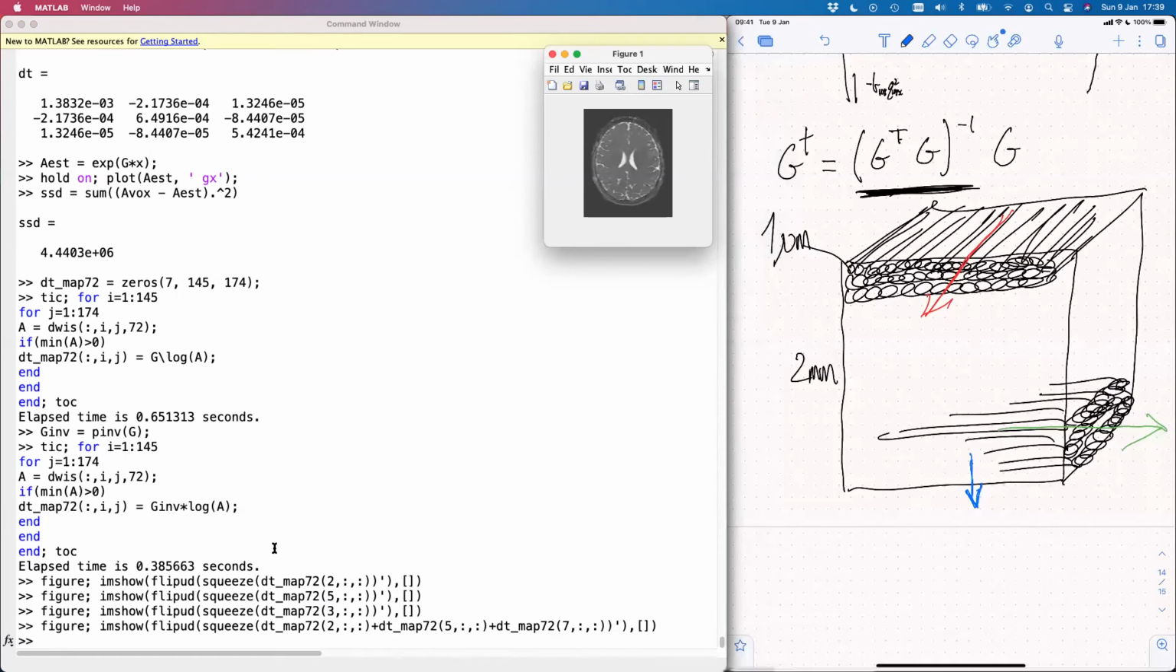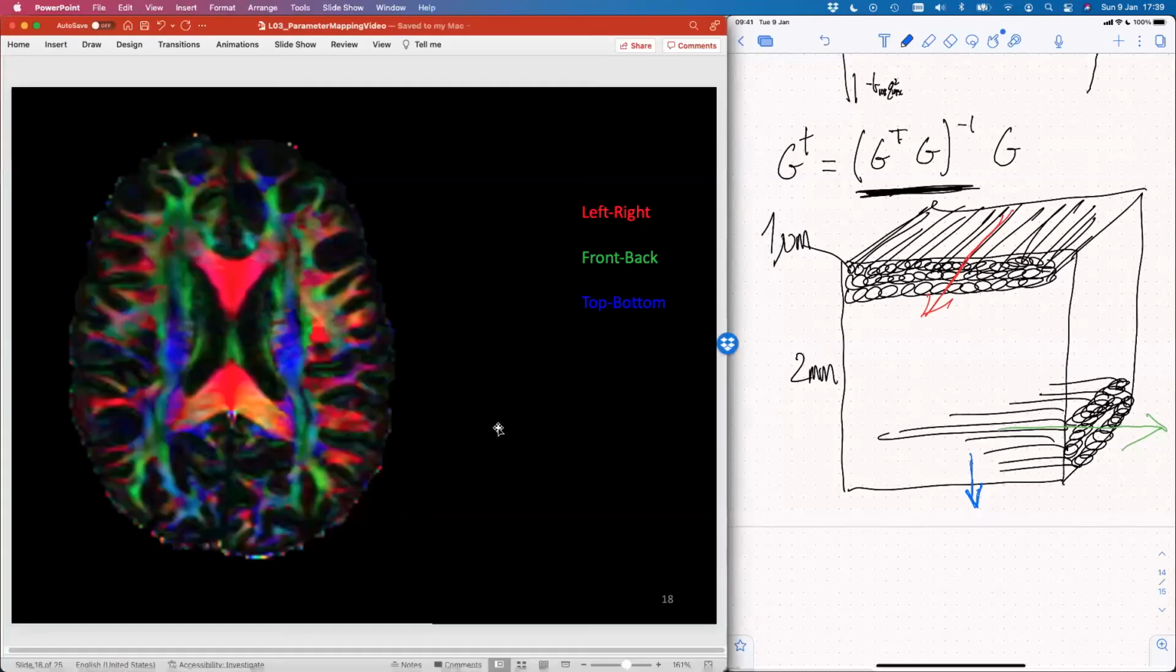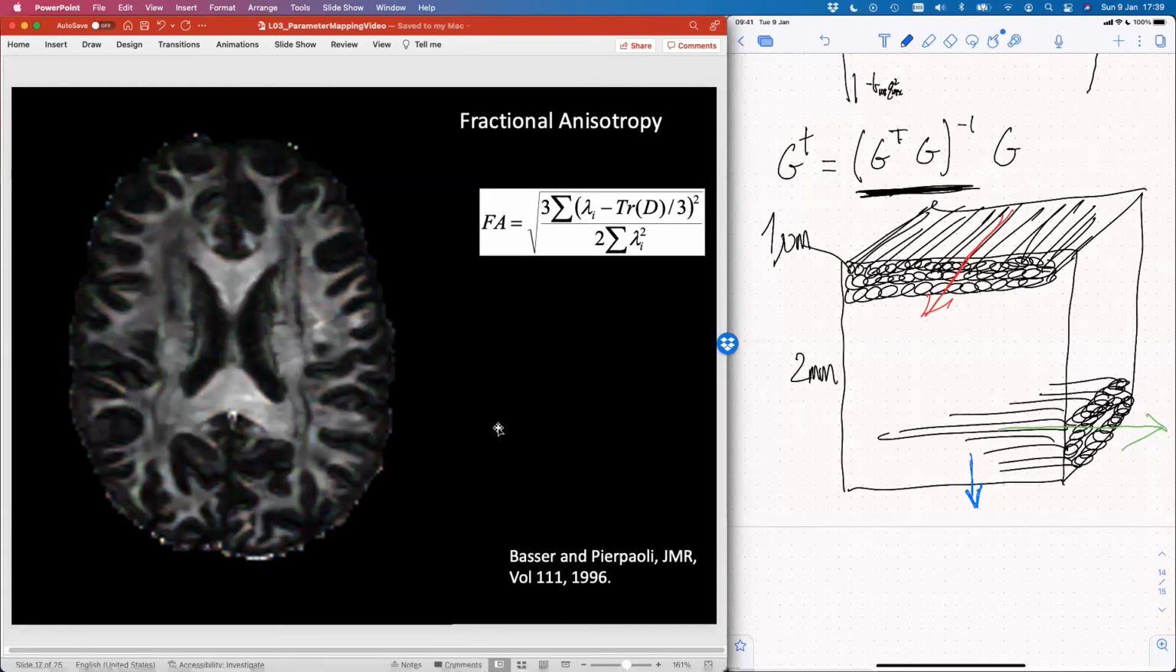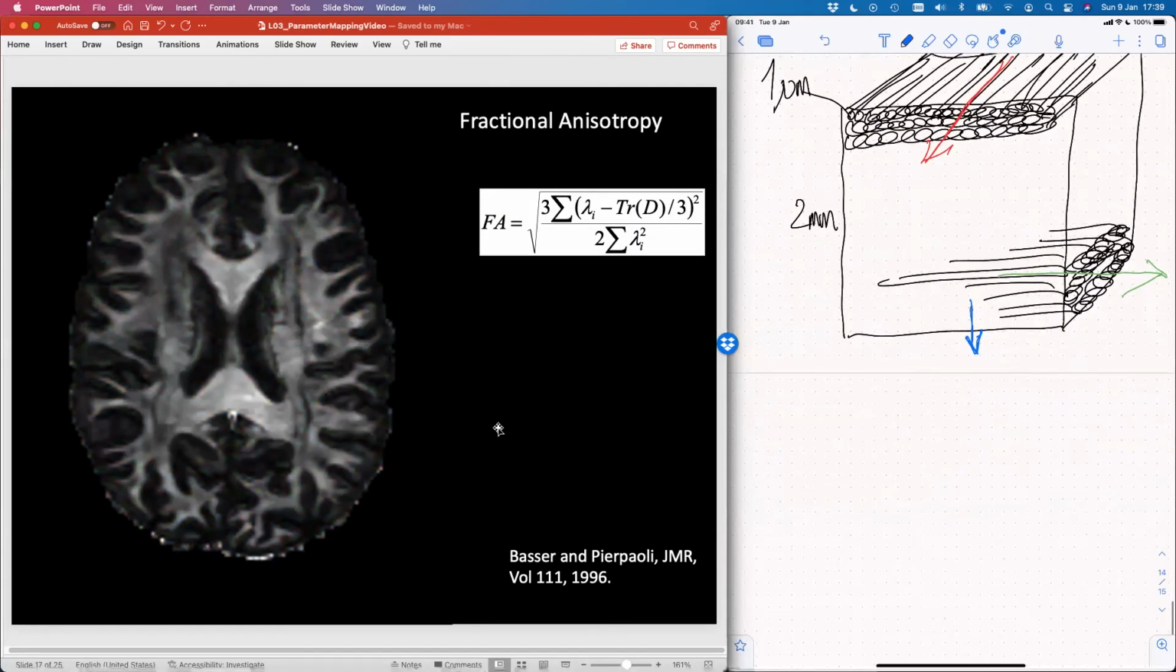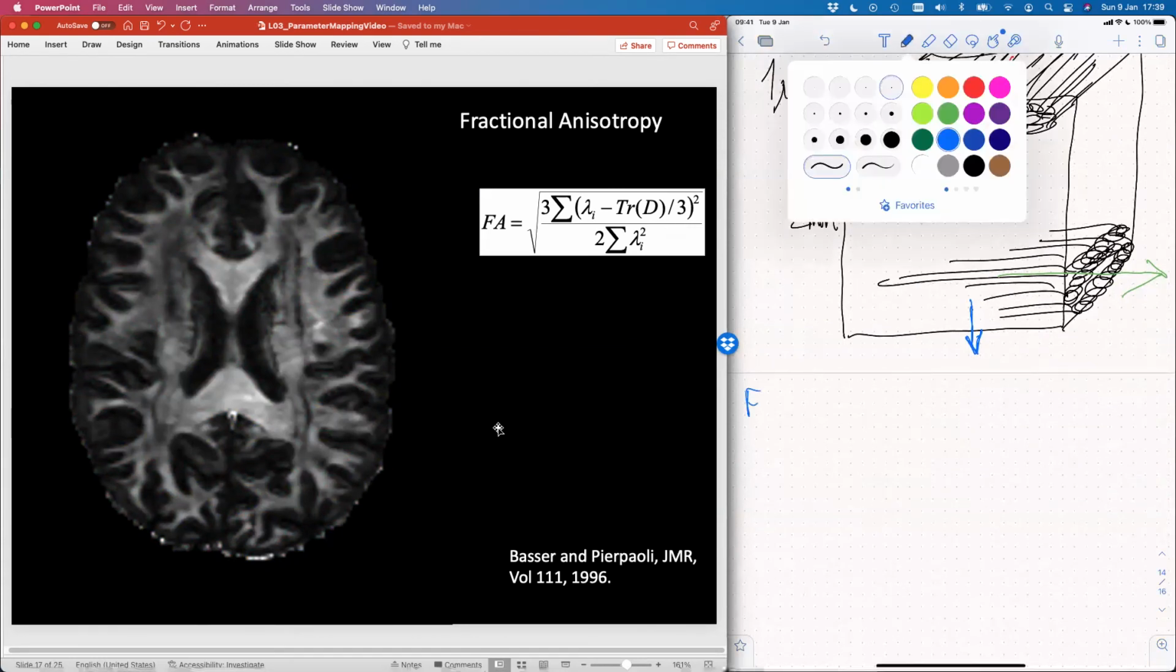Let's think about the fractional anisotropy. And actually, let me just write down the formula. Let's go back to the PowerPoint just for a second. I have to copy it from there, make sure I don't get it wrong. So the fractional anisotropy, then we can write as, let's get my black pencil back.